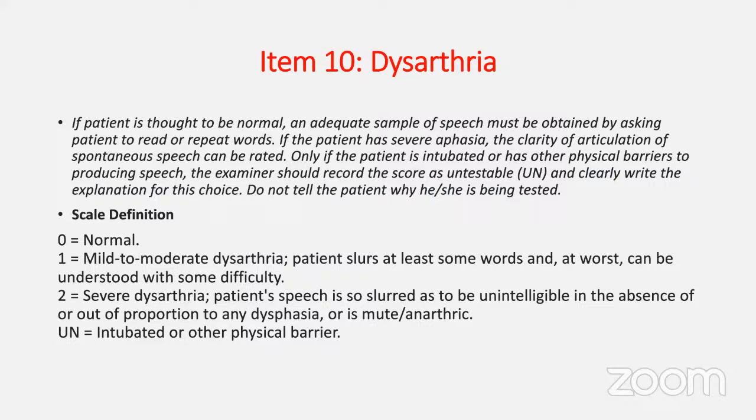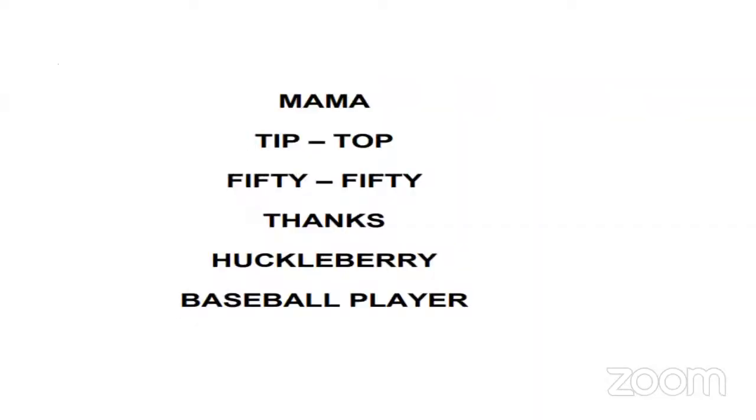And remember, do not tell the patient why they are being tested. We give 0 for normal, no dysarthria, 1 for mild to moderate dysarthria, 2 for severe dysarthria, or untestable if the patient is intubated or there is another physical barrier.